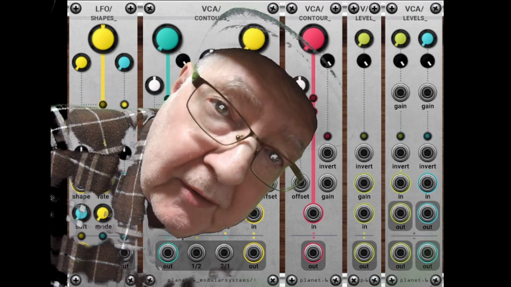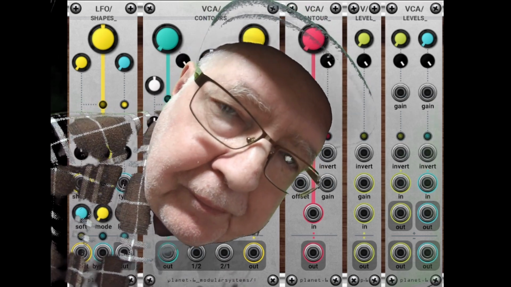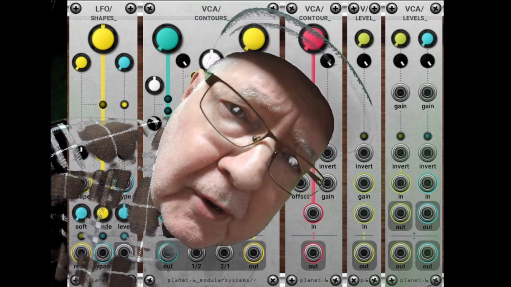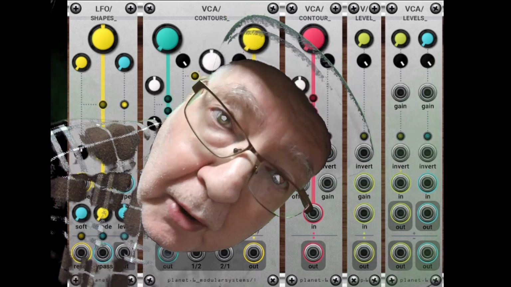The rest of the module doesn't need any further explanation. There's, of course, a gain CV inject with an attenuator. And by the way, you might have noticed it already, that all attenuators are bipolar. So the better term would be attenuverters, therefore.